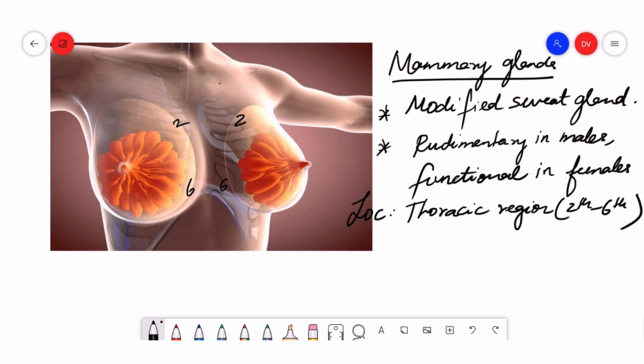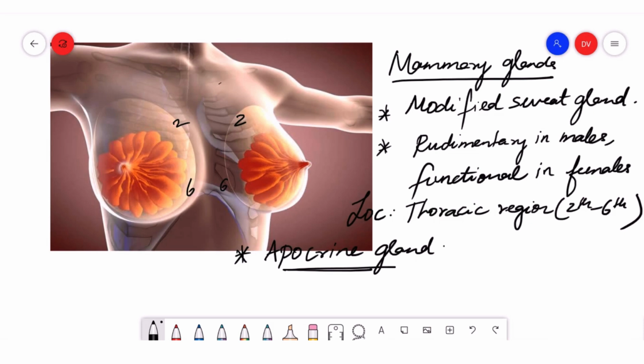And it's a sweat gland. More specifically, it is a type of apocrine gland. What is an apocrine gland? It gives milky sweat, we say. Milky sweat is what is referred to as an apocrine gland.